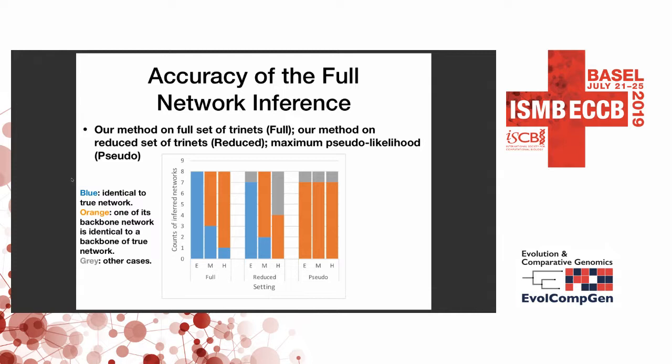The question is that when we put them together, we see also good performance on the easy ones. And for the challenging ones, we see that the error in the trinets is going to translate into error, of course, in the large network that we infer.